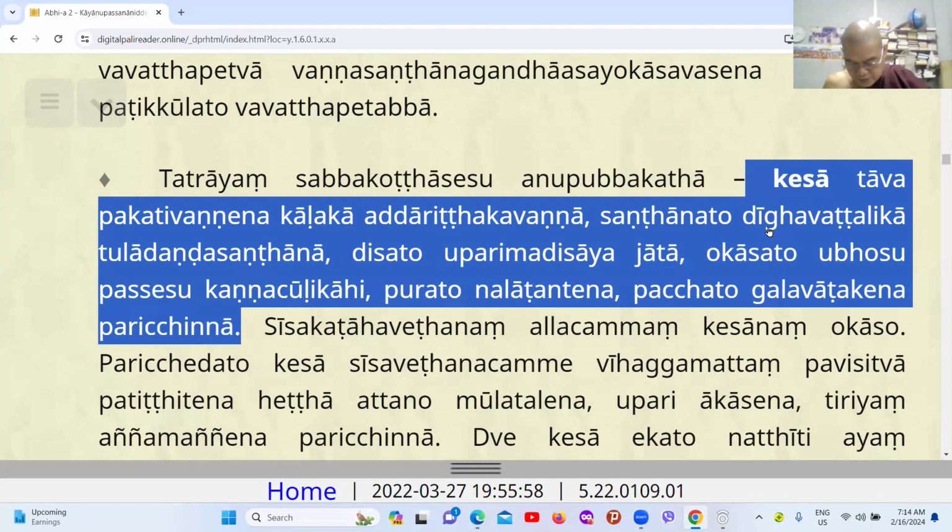So these five aspects should be specified as to the repulsiveness, or the kesas are classified or specified as to repulsiveness in 5 ways.